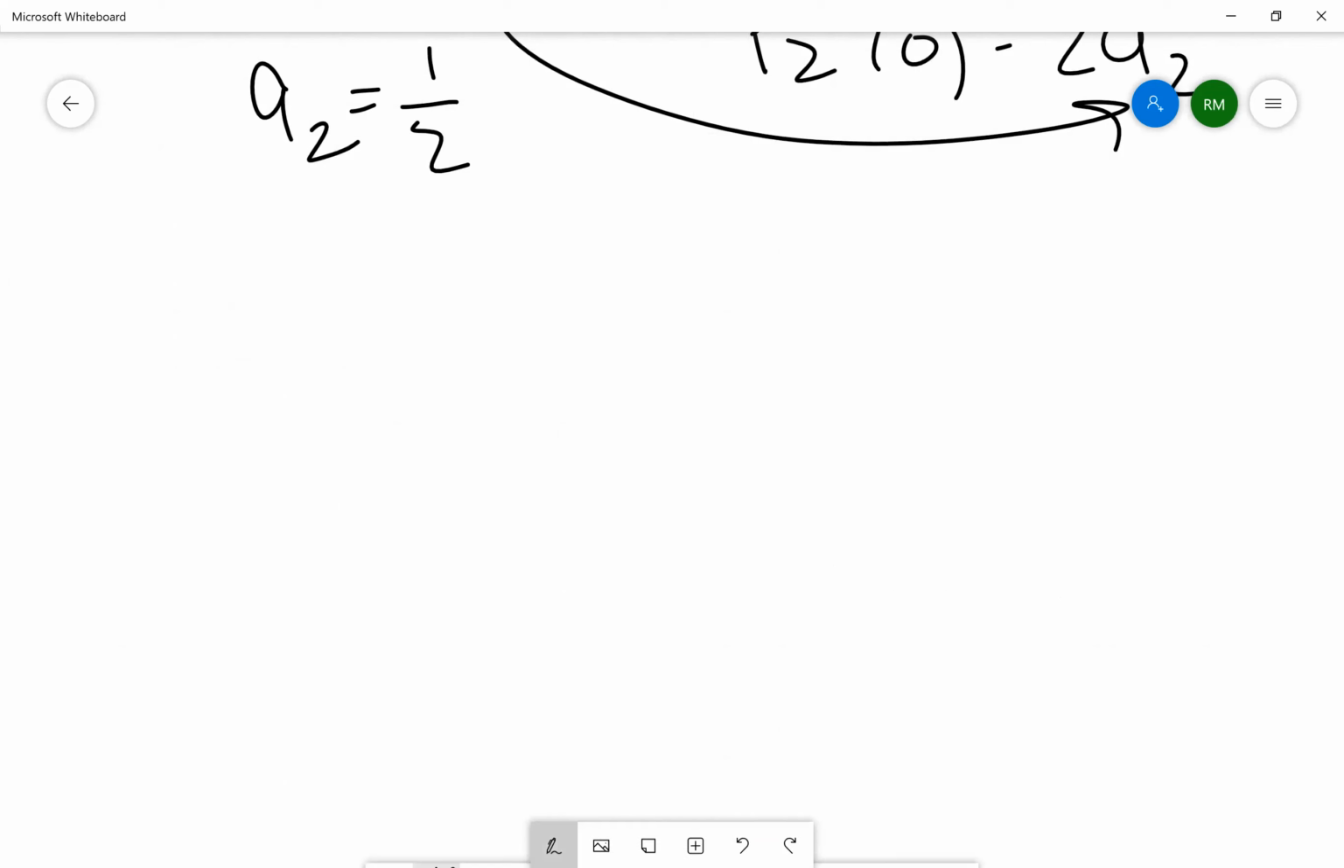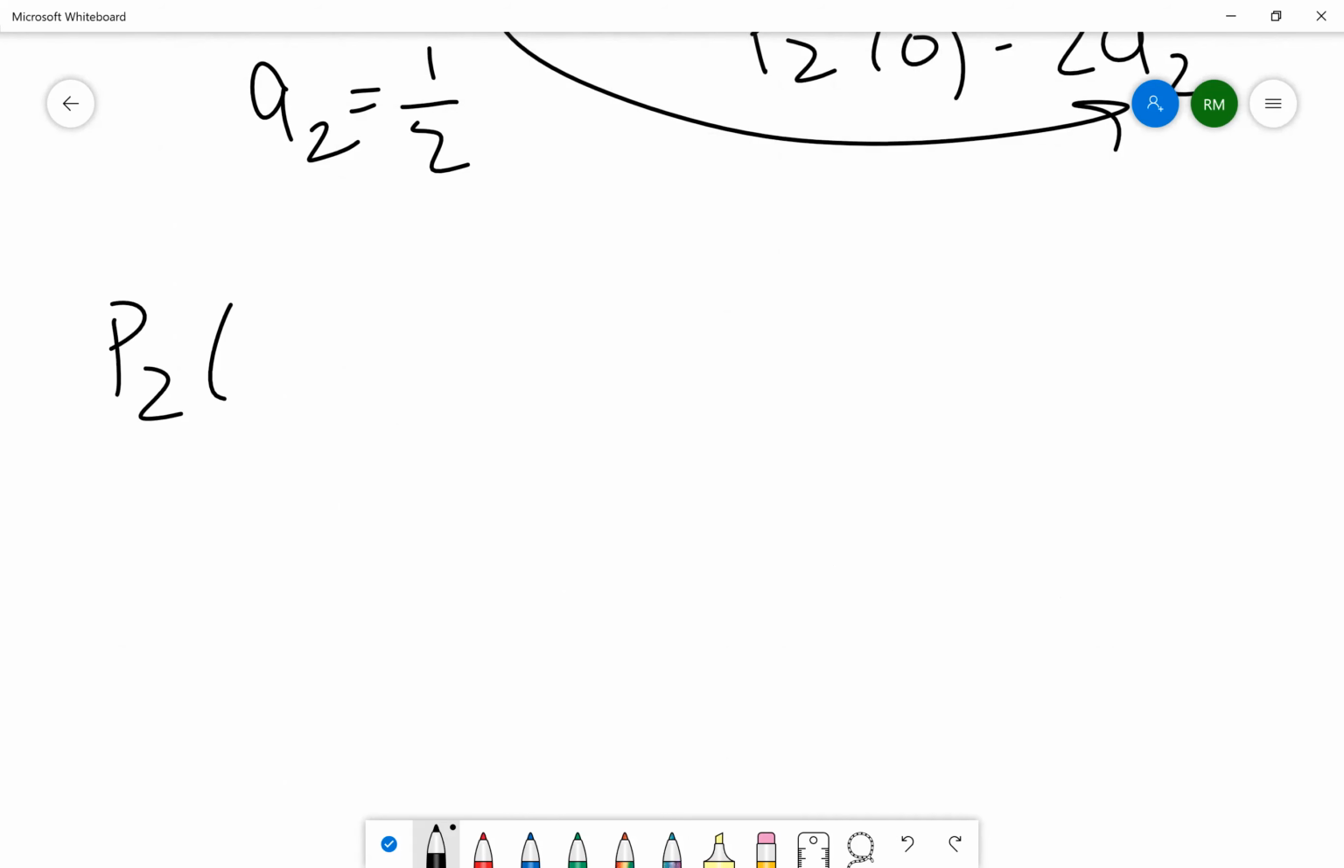So after all that work, we found out that P2 of x is 1 plus x squared over 2. That's our degree 2 approximation. And if we look at Desmos, let's write that function down.